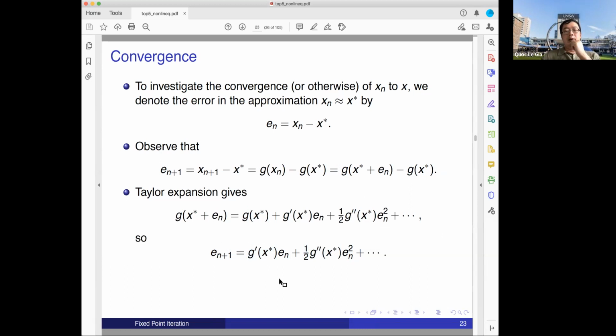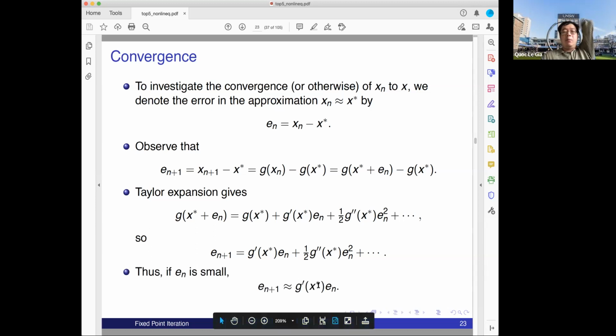So you get the idea, right? Then if I ignore the higher order terms, En plus 1 is roughly equal to g prime(x star) En. Again, if you use the mean value theorem, you arrive at the same thing: En plus 1 approximately equals g prime(x star) En. This just means approximately; we ignore some smaller errors.